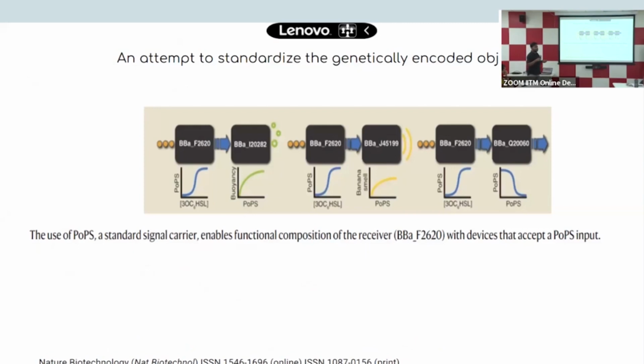This introduces another problem. When we are regulating one part of the gene, we cannot basically make it interact or interplay with the other parts of the gene. So the paper introduces another concept, POPs, which is a common signal, a common signal for a carrier in genetic devices. POPs, polymerase per second, is a measurement of RNA polymerase per second.